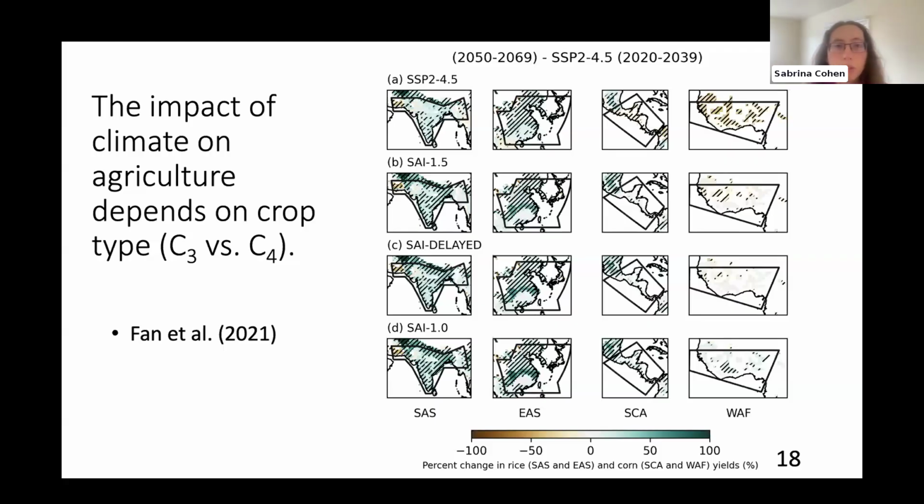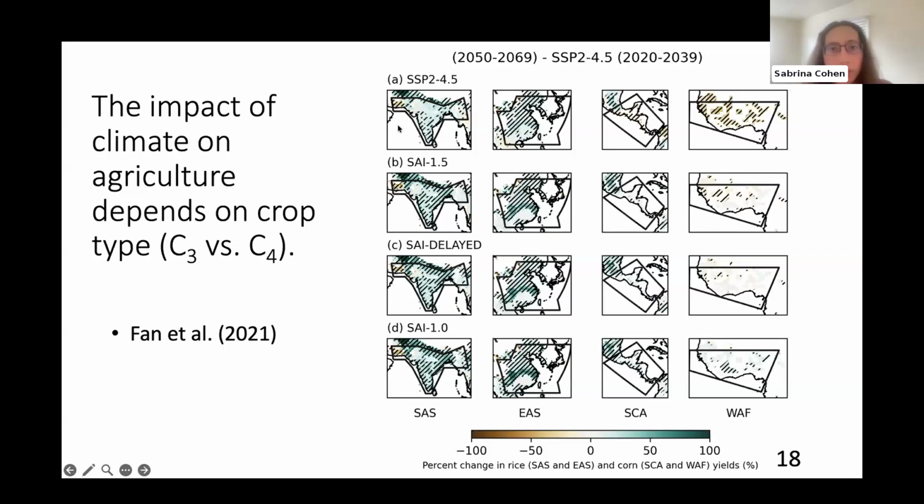All right, so I'm going to direct your attention to this figure here. The leftmost two columns are South Asia and East Asia. In this figure, I focused on one simulated crop in particular. For South and East Asia, I focused on rice due to the importance of rice for these regions. And then for South Central America and West Africa, where corn is a very important staple, I focused on how corn yields would change.